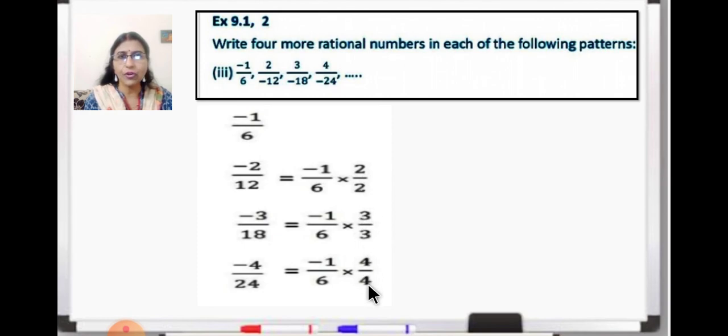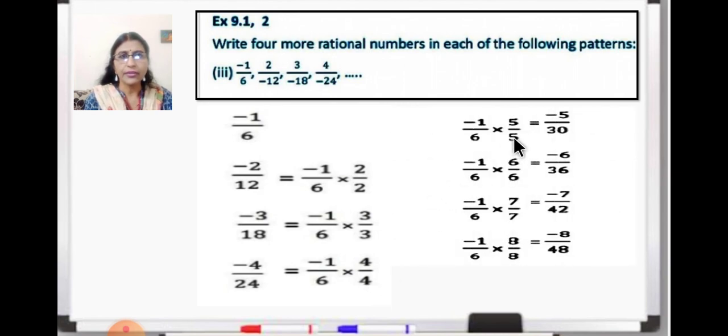Now the next 4 rational numbers we have to find out. So what you are going to do? You are going to do in this way. Minus 1 upon 6 into 5 upon 5. Minus 1 upon 6 into 6 upon 6. Then 7 upon 7. Then 8 upon 8. So it's very easy. And then you will multiply the numerator into numerator, denominator into denominator.